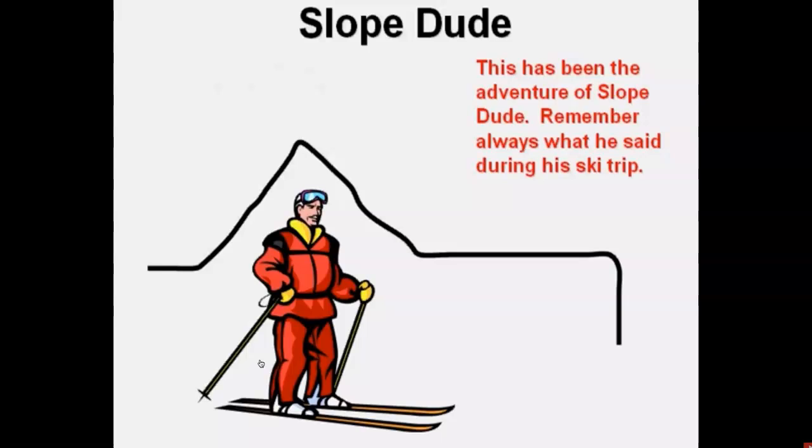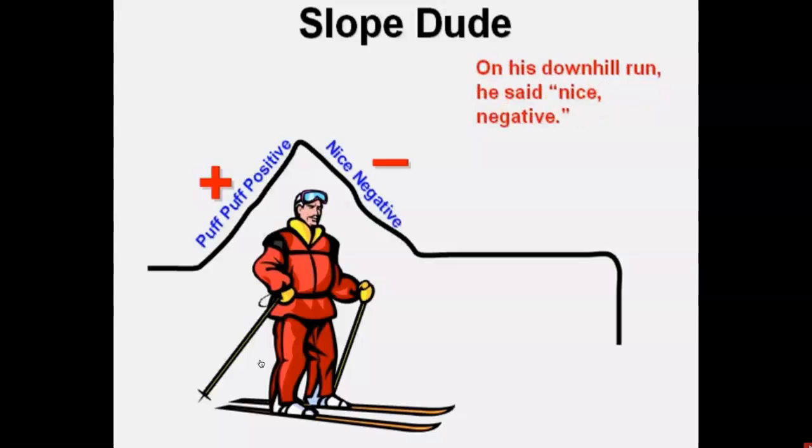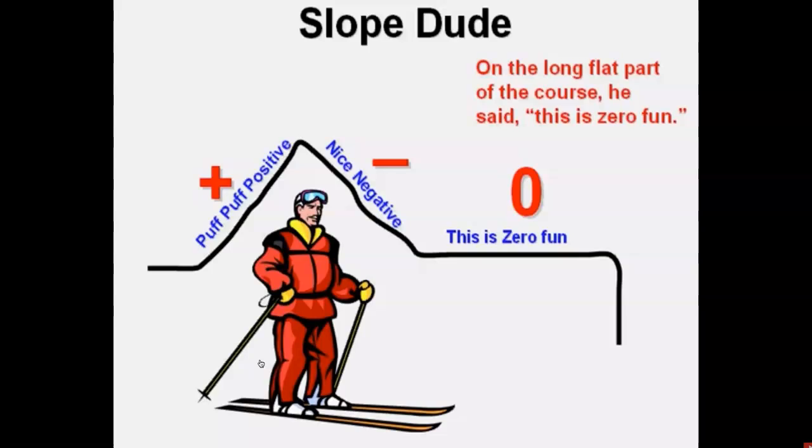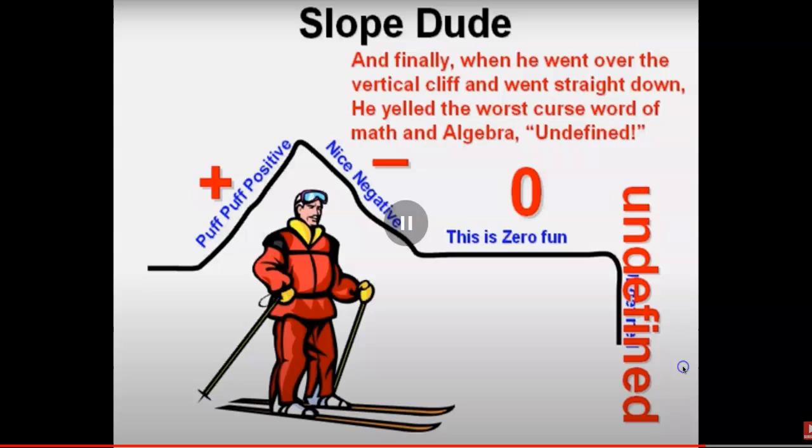This has been the Adventure of Slope Dude. Remember always what he said during his ski trip. Up the hill or up the slope, he said, puff, puff, positive. On his downhill run, he said, nice, negative. On the long, flat part of the course, he said, this is zero fun. And finally, when he went over the vertical cliff and went straight down, he yelled the worst curse word of math and algebra. Undefined!